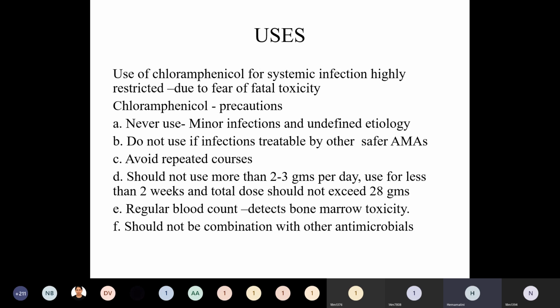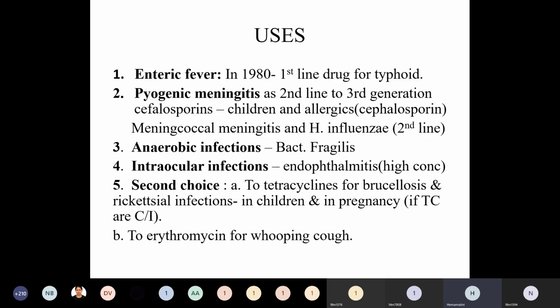It should not be used more than 2 to 3 grams per day, and for less than 2 weeks. The total duration of treatment should be less than 2 weeks, and the entire course should not exceed 28 grams of chloramphenicol, not more than that. Regular blood counts should be done to check for bone marrow toxicity, and it should not be combined with other antimicrobial agents. These are the precautions before administering chloramphenicol.